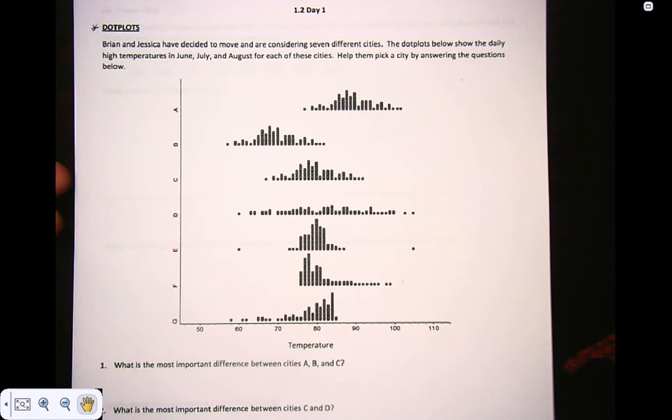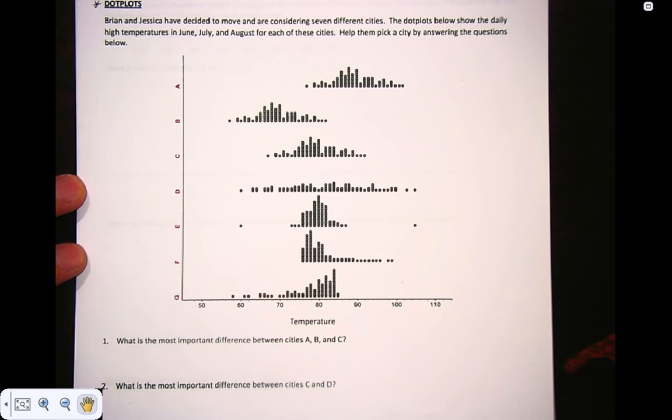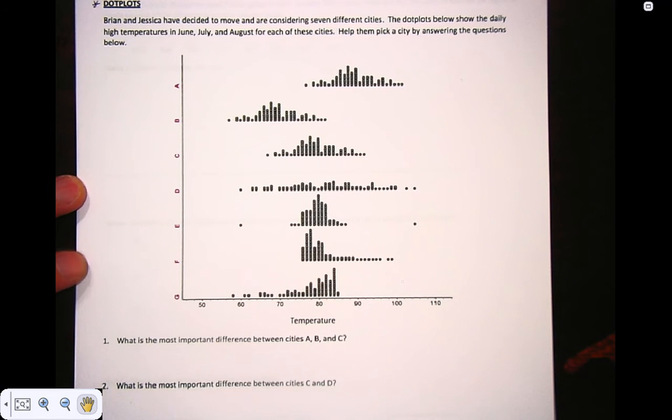Okay, so this first example talks about two people, Brian and Jessica. They decided to move and are considering 7 different cities. The dot plots below show the daily high temperatures in June, July, and August for each of these cities. Help them pick a city by answering the questions below. So the dots represent the daily high temperatures. For instance, this dot down here is city G, and it's above about 58 degrees. So that one dot is representative of 58.